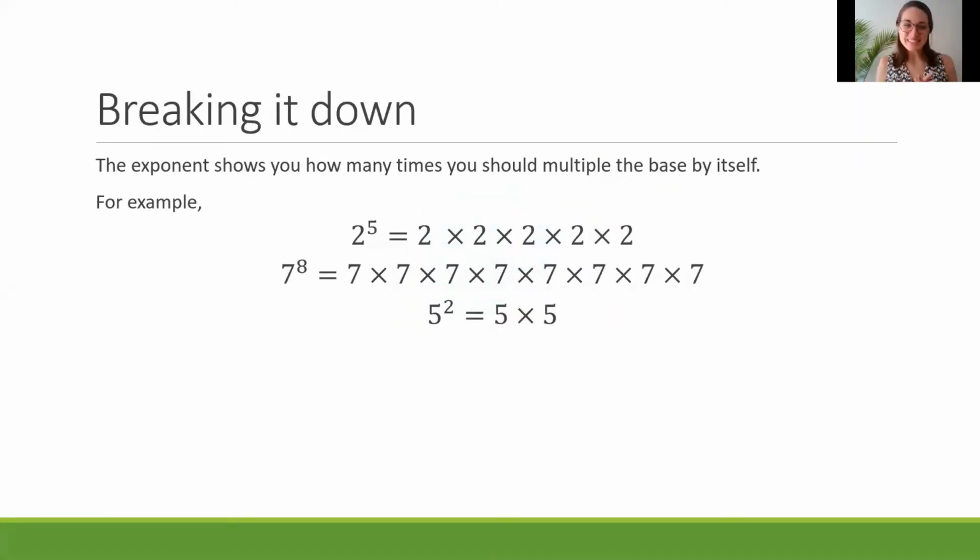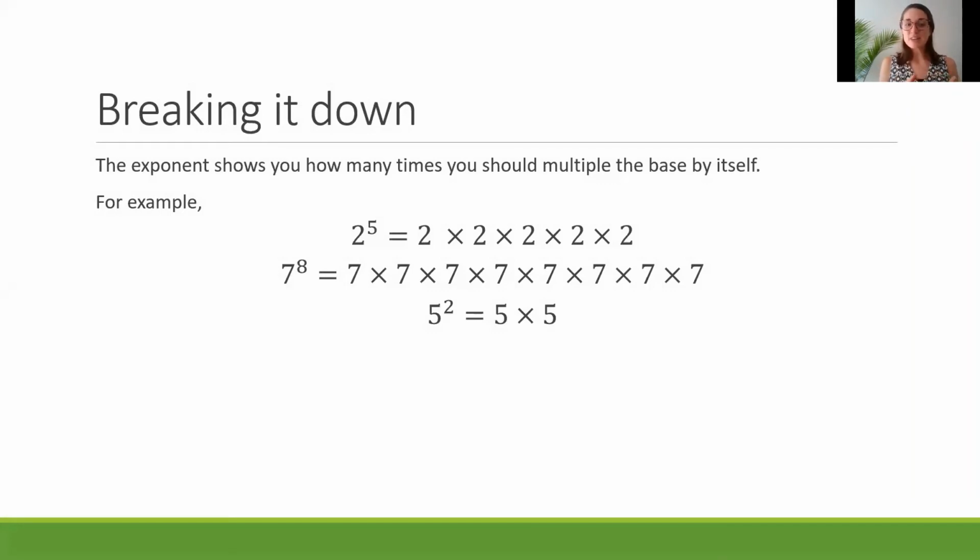So let's break it down. The exponent shows you how many times you should multiply the base by itself. So remember, the base is the larger script number and the exponent is the smaller number above it. So you can see some examples here. If we have 2 to the 5th power, that would be 2 times 2 times 2 times 2 times 2. So there we go, we have 5 2s that we're multiplying together.